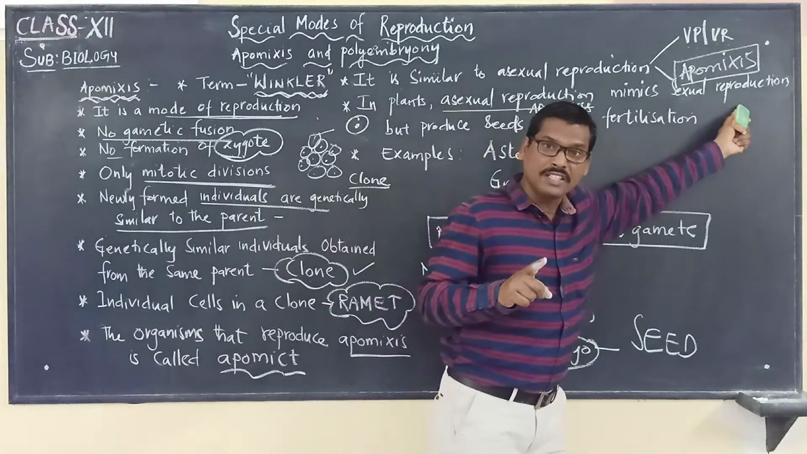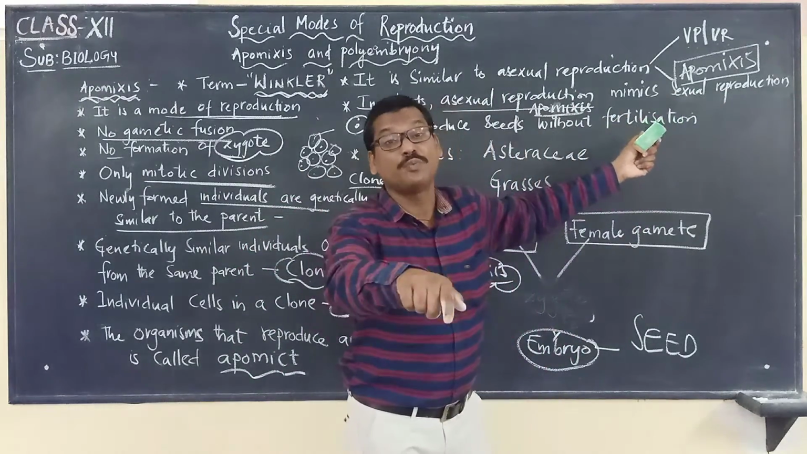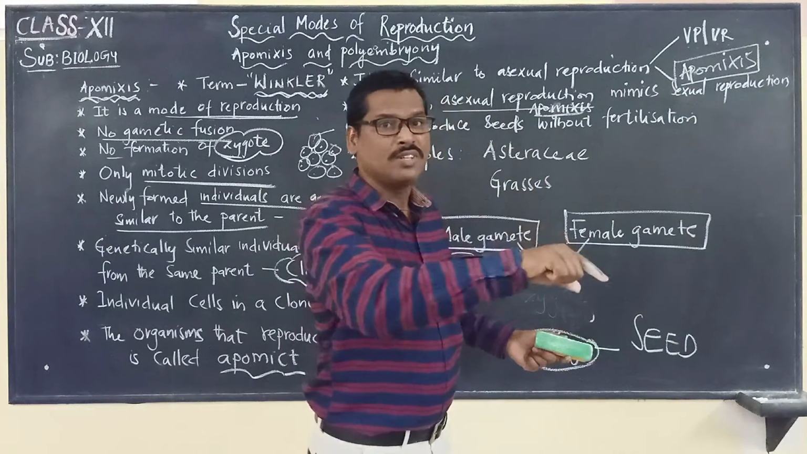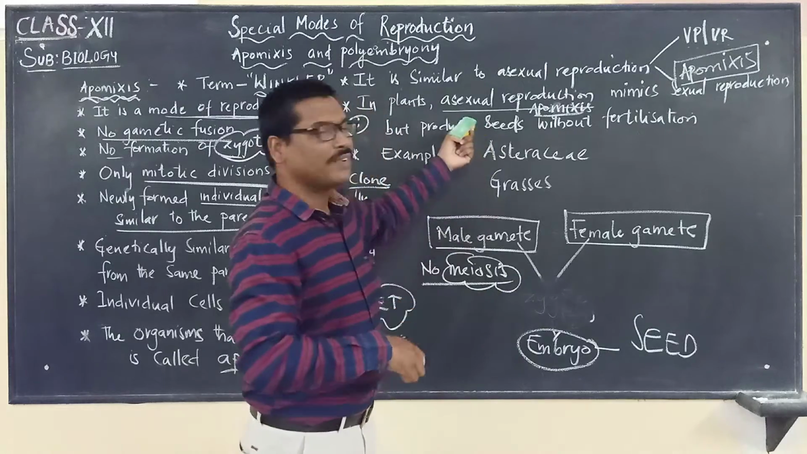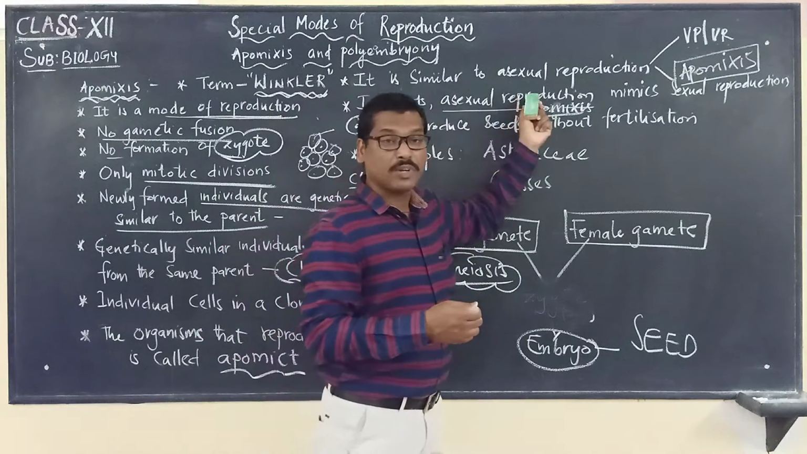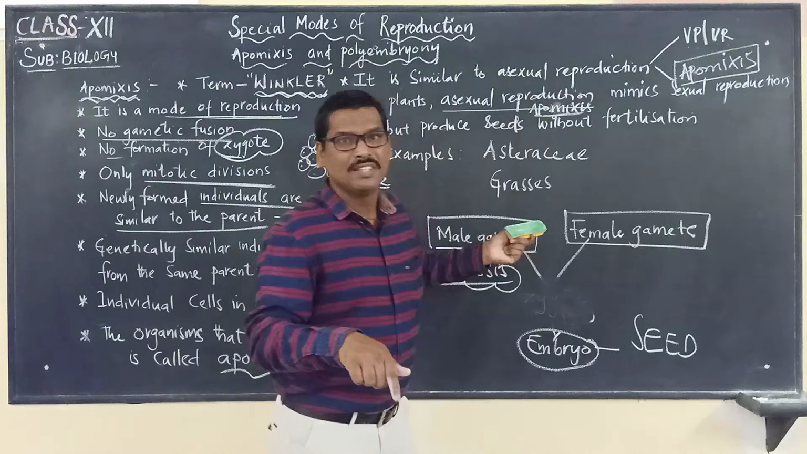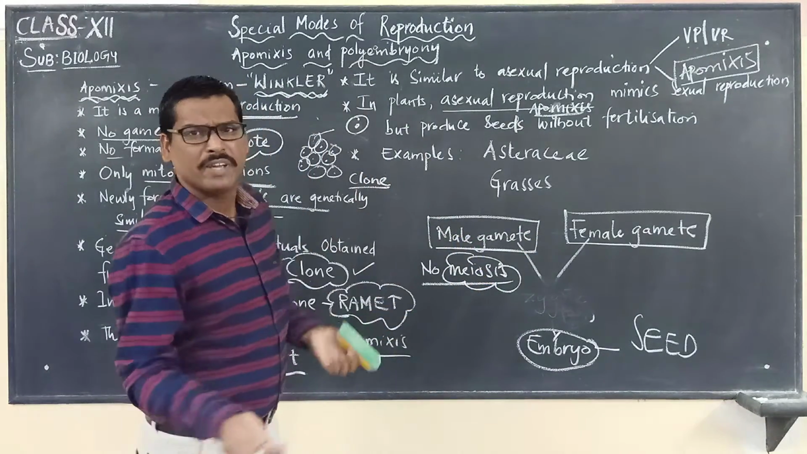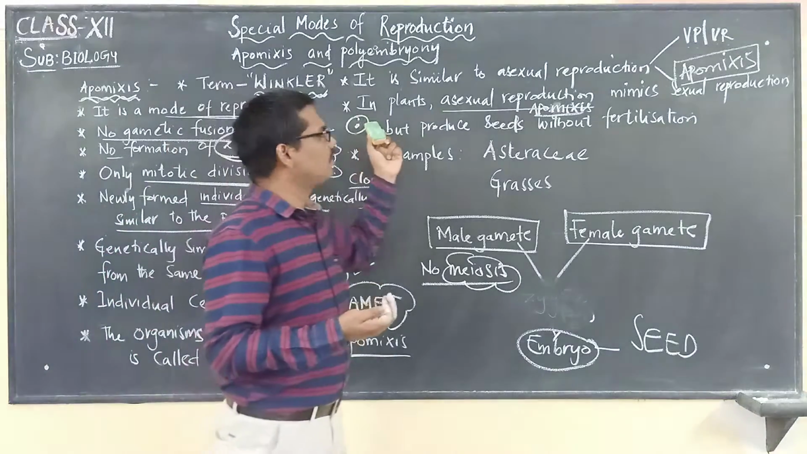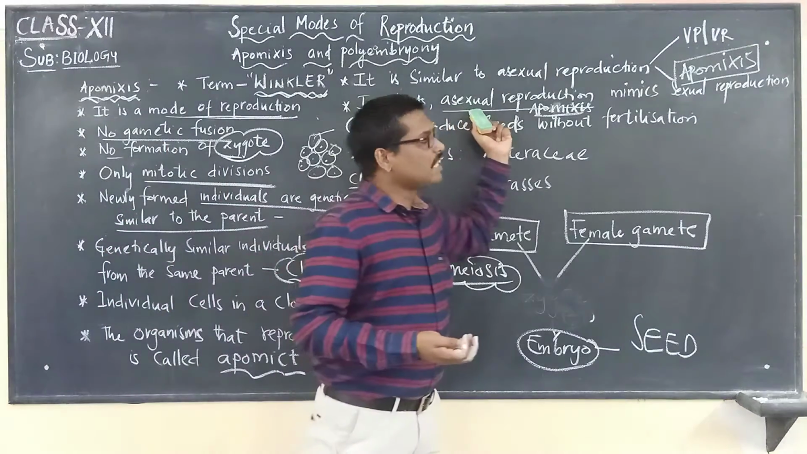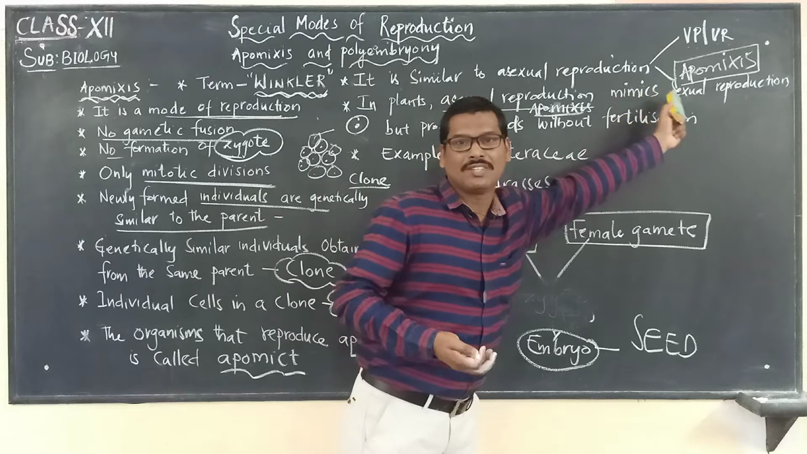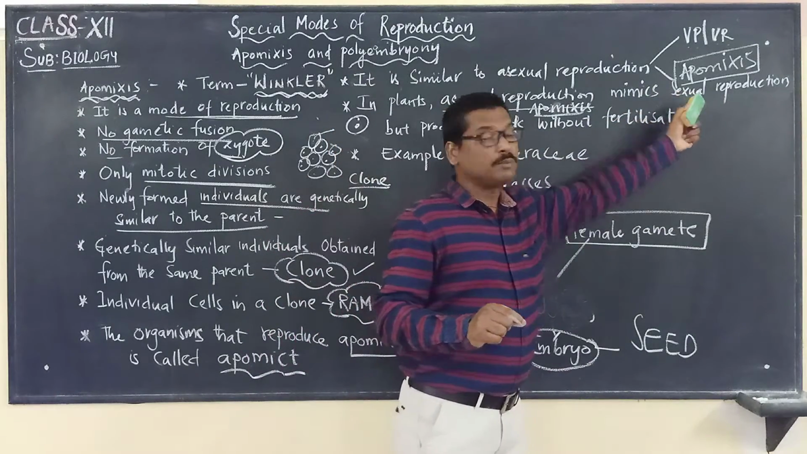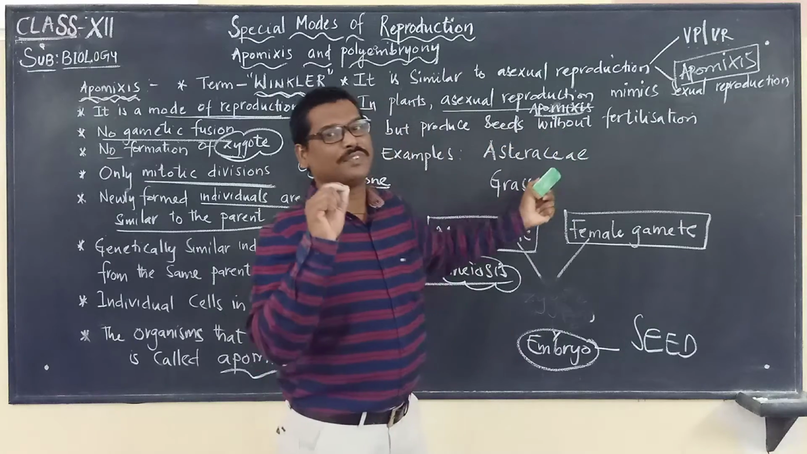But in sexual reproduction, it produces the seeds through fertilization. But here, even in asexual reproduction, seeds are produced, but without fertilization. So that's why, if the question is asked, what is apomixis? The direct thing that you have to remember is, it is asexual reproduction which mimics sexual reproduction but produces seeds without fertilization.